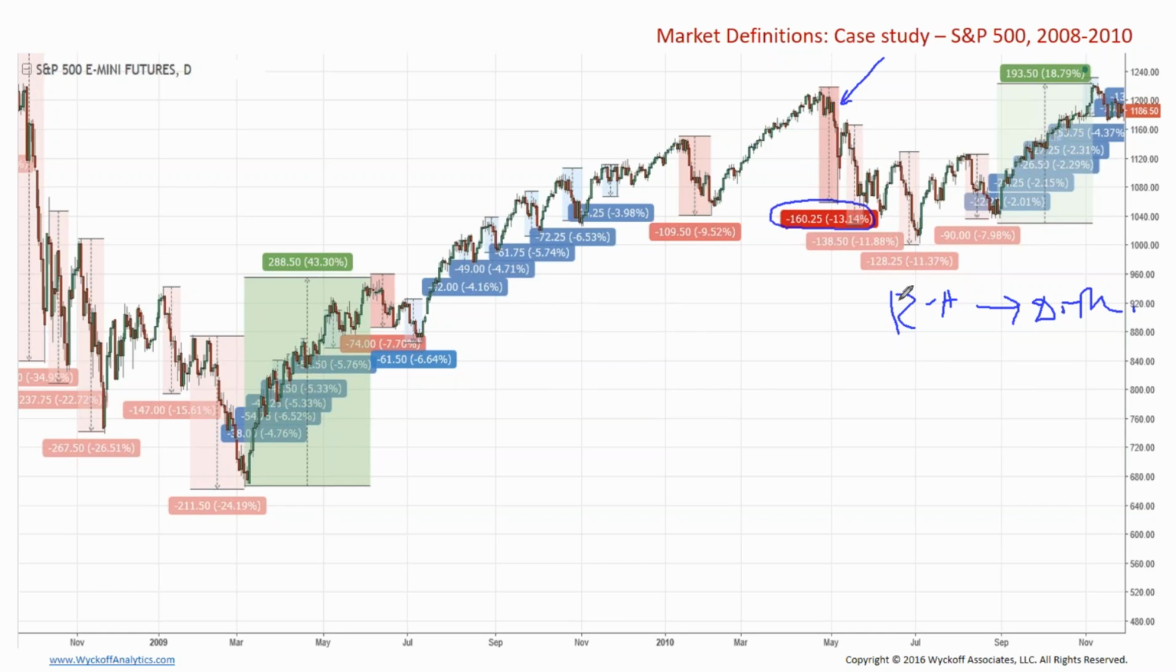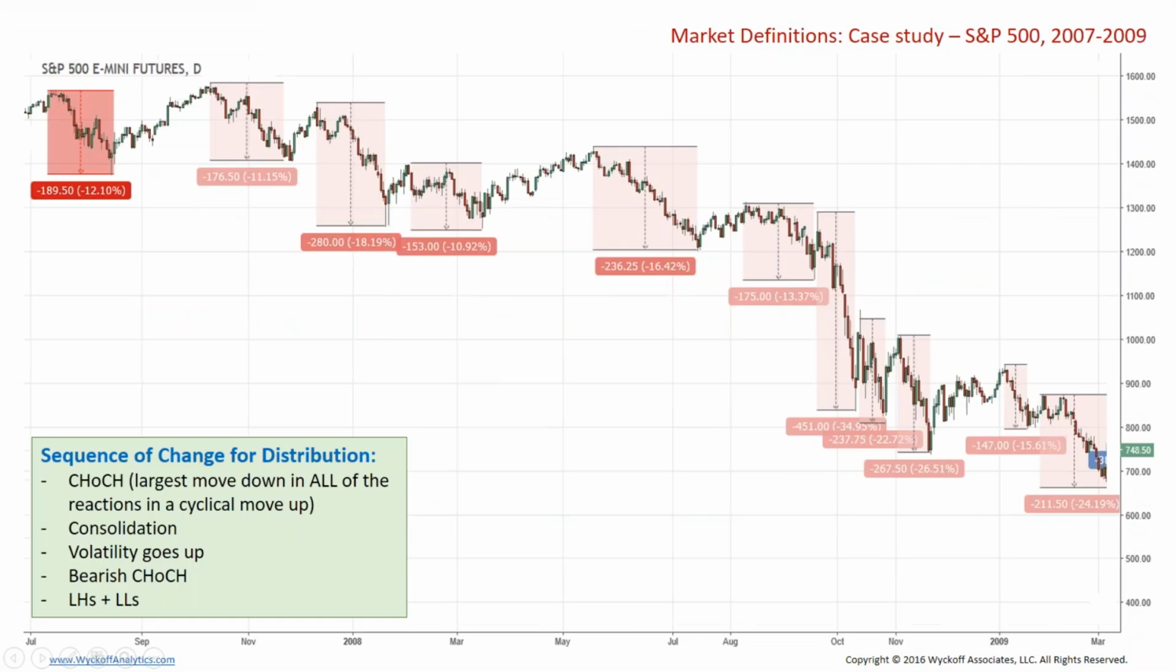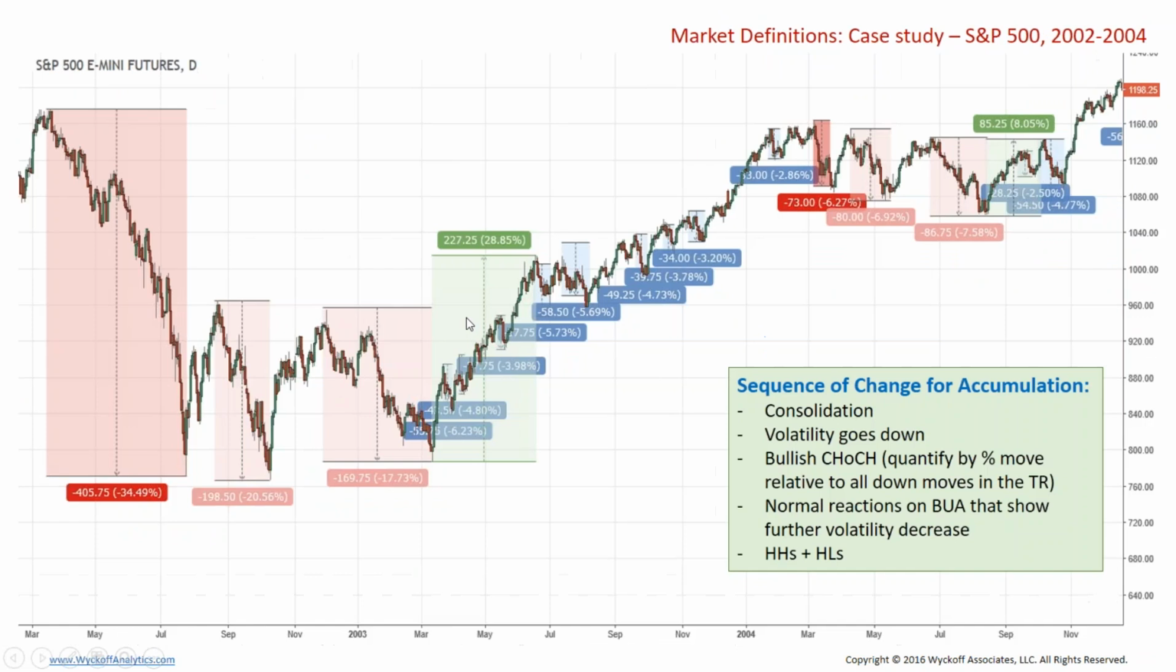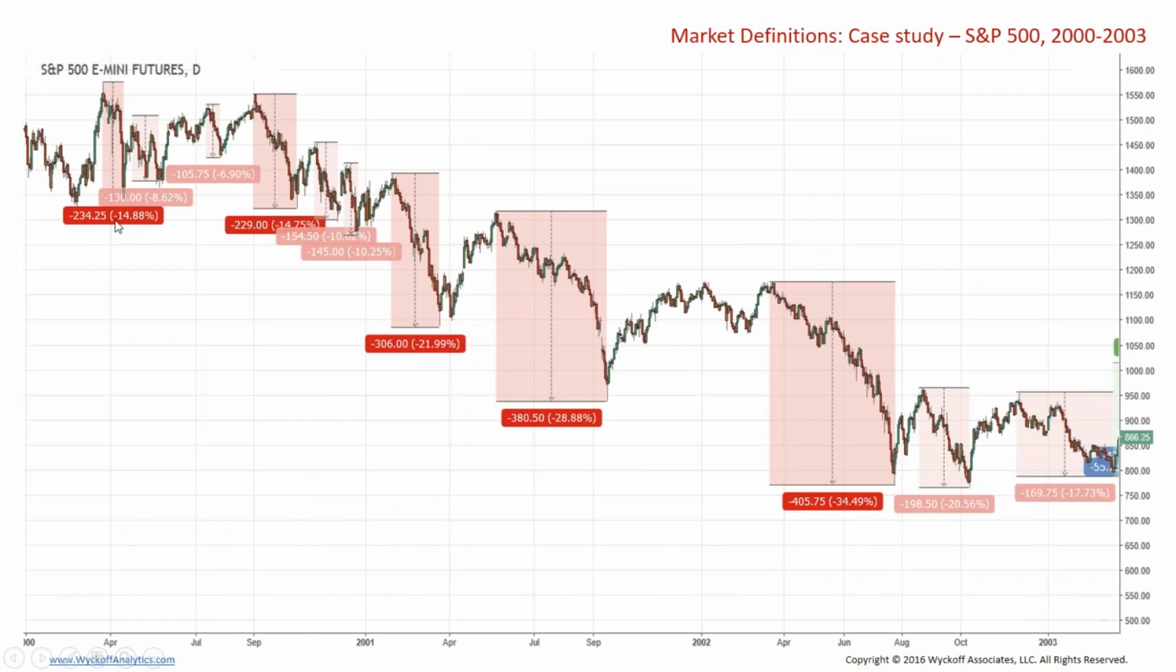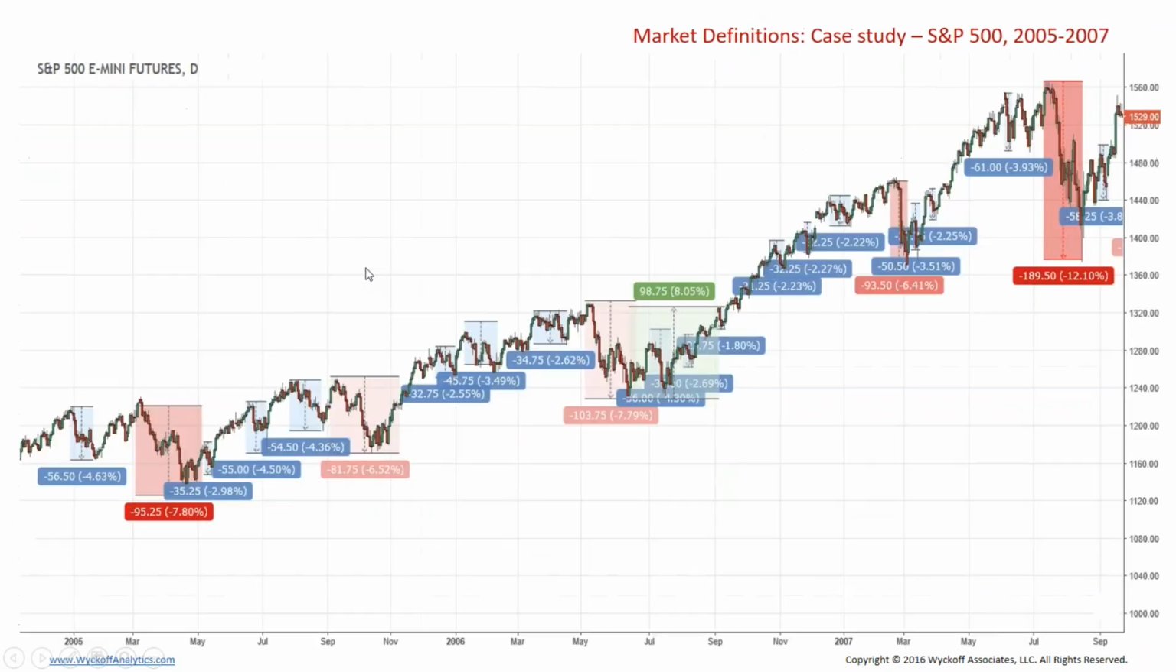It's in line with the declines that we've had in 2007 for a major change of character before the bear move. So, let me just refresh your memory here. I'm talking about this change of character, 12%, and look at what's happening afterwards. Volatility is increasing, increasing, increasing. Then also here in 2000, 14, 15%, and then volatility just increasing, increasing, increasing.